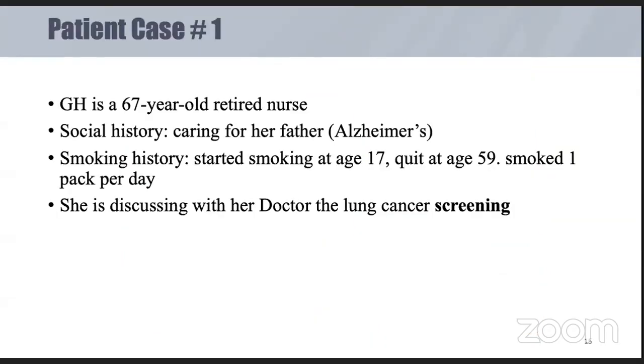So let's have our first case. GH is a 67-year-old retired nurse, social history, caring for her father. She started smoking at the age of 17 and quit at the age of 59, smoked 1 pack per day. So she has smoked for more than 40 years. She is discussing lung cancer screening with her doctor.